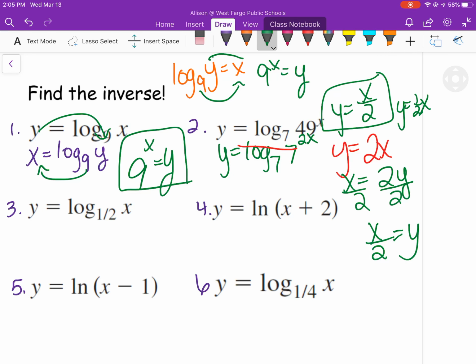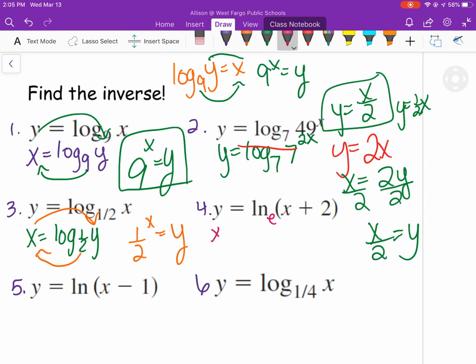Number 3, switching x and y, and then the base to that power equals what's inside, so y equals 1/2 to the x. For the natural log, number 4, you have to remember that it's a base of e. So first, switch the x and y, so x equals the natural log of y plus 2. Then, remembering that it's a base of e, it would be e to the x equals y plus 2.